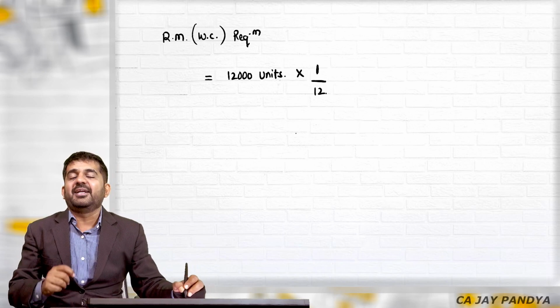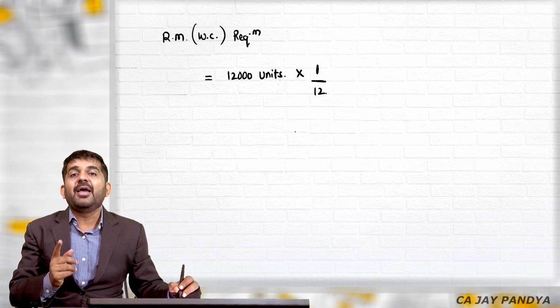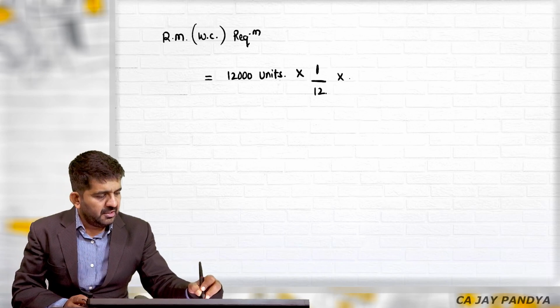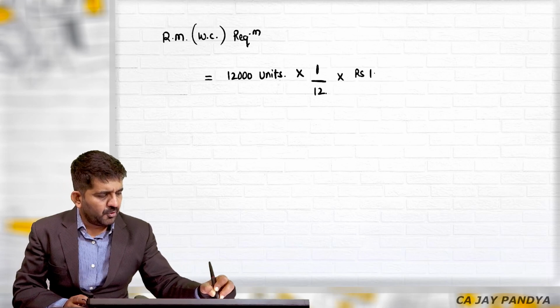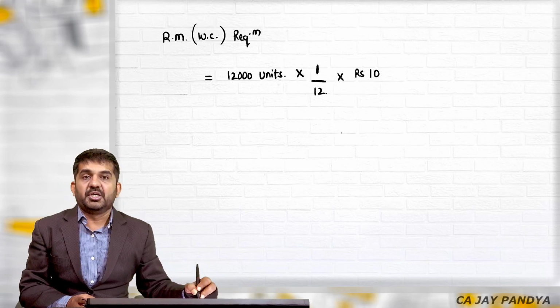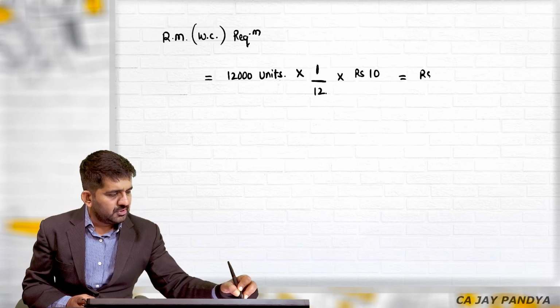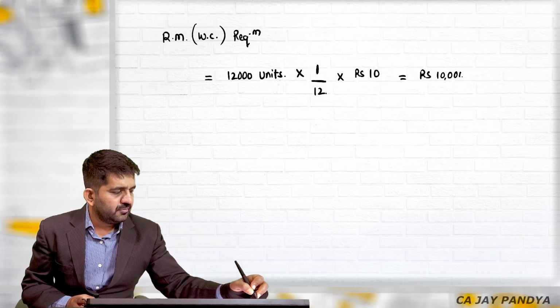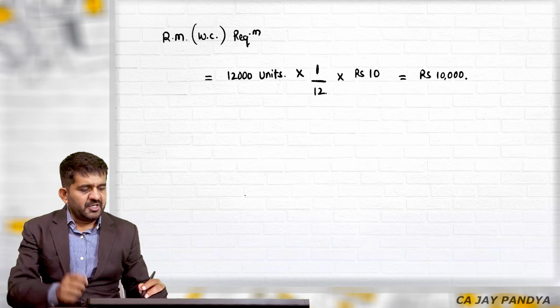Into 1 divided by 12 is nothing but the average stock of raw material, multiplied by the price of raw material. That is rupees 10 over here. And I got the answer of rupees 10,000. Let me convert it into a formula.